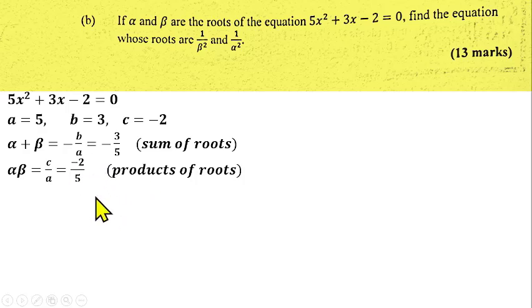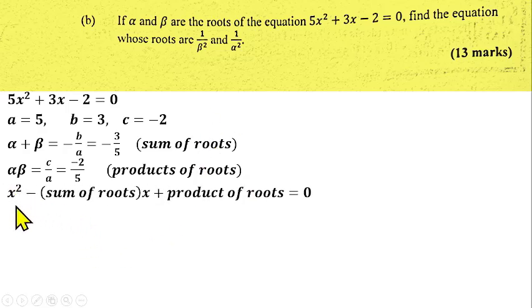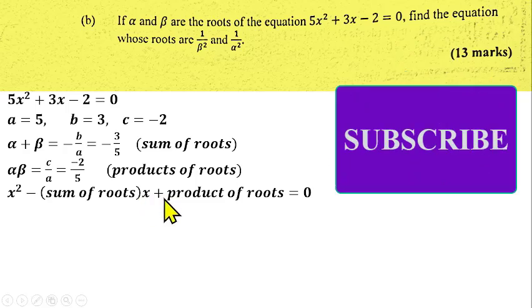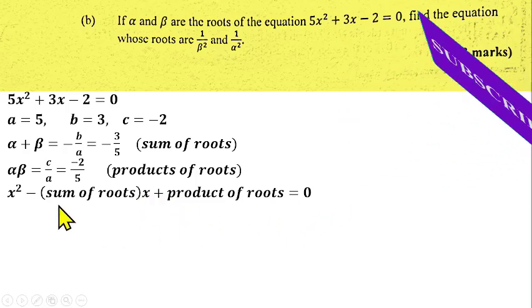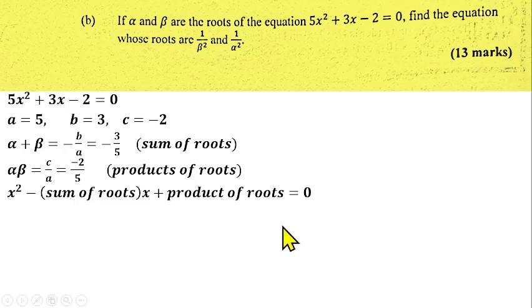Now that we know this, we want to get the equation whose roots are this and this. So the equation will become x squared minus the sum of the roots multiplied by x plus the product of the roots equals 0. So this is what the equation is going to look like. So we need to find the sum of the roots of the quadratic equation we are looking for, and then the product of the roots of this quadratic equation. And we are told that the roots are this and this.